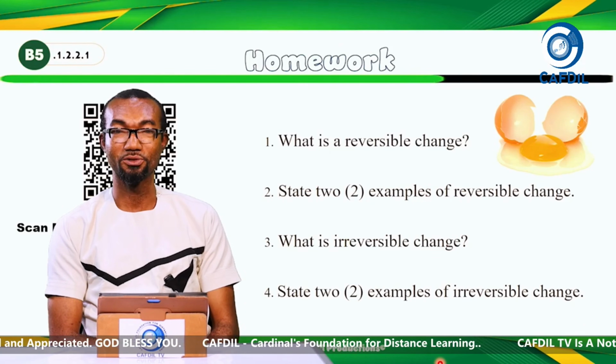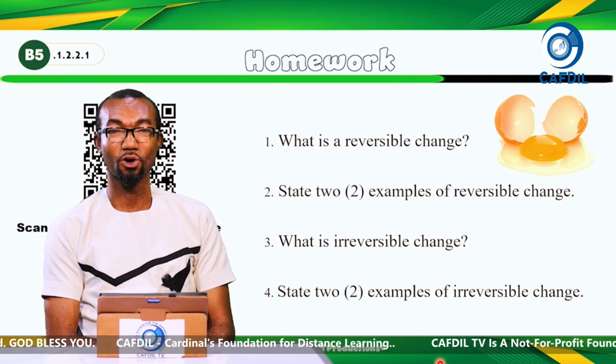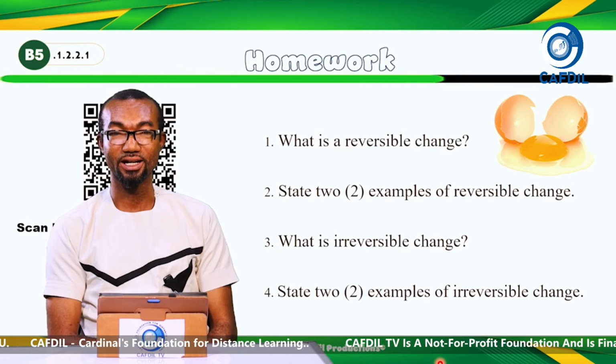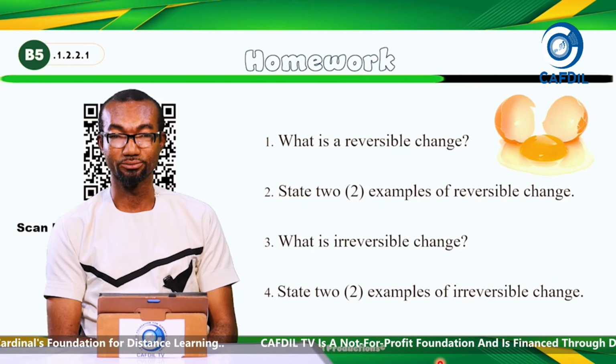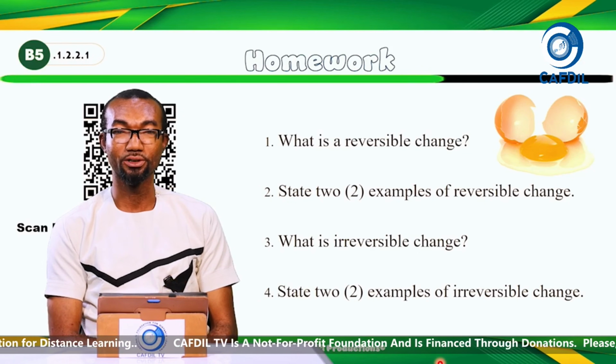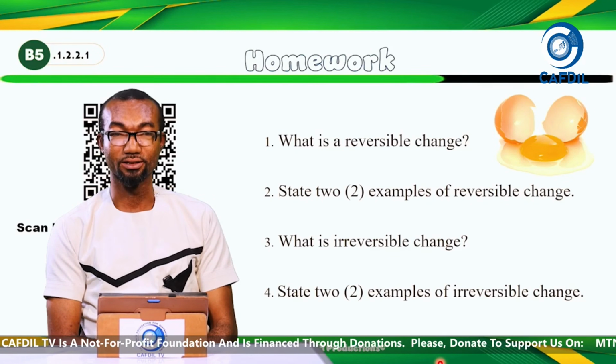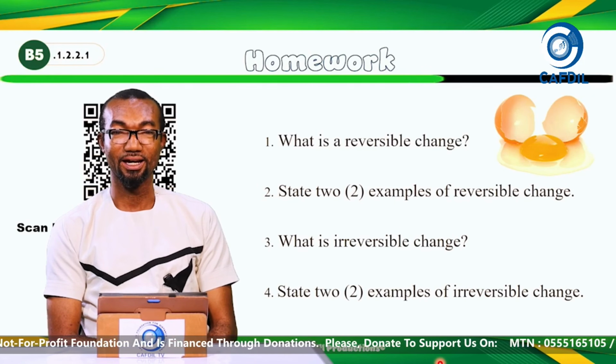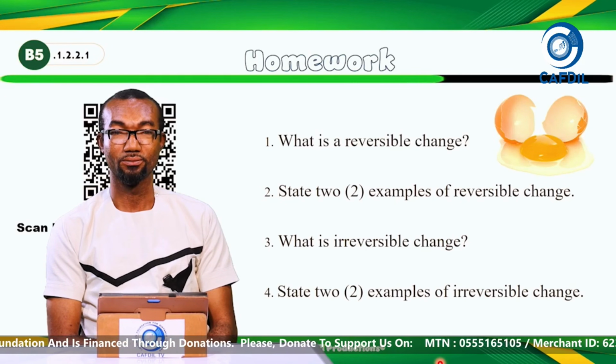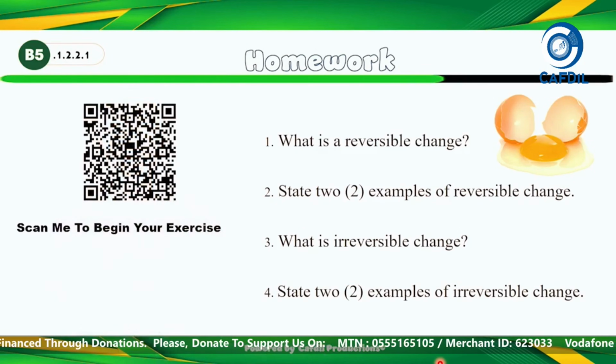Kids, as usual, you see the QR code on your screen. So you take your phone and then you scan the QR code on your screen to begin the exercise. Take your phone or any device you are using and scan the QR code you see on your screen to begin your exercise on reversible and irreversible change.